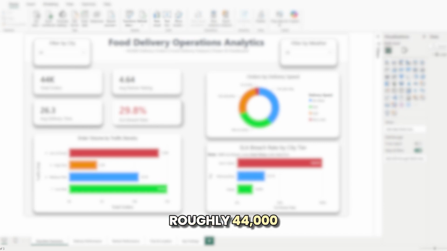I looked at roughly 44,000 food delivery orders and found that nearly 30% of them didn't reach customers on time. That's not a small rounding error. That's almost 1 in 3 orders failing its own delivery promise. This project is about figuring out exactly where those failures are coming from.